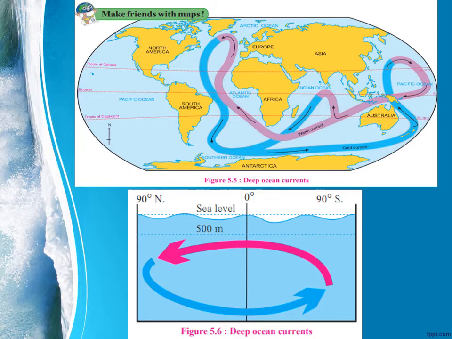Importance of deep ocean currents. Due to thermohaline circulation, movement of sea water occurs on a large scale. Because of this circulation, ocean water moves from the surface to the bottom and from the bottom to the surface. Warm water is transferred to the bottom from the surface, and the nutrient rich cold water is circulated to the surface.